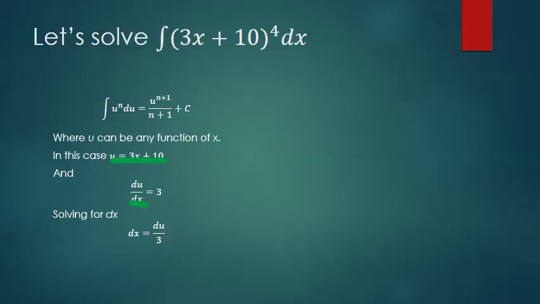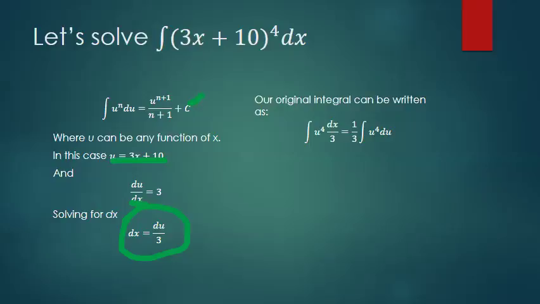And using our definition of u and dx, we can rewrite the original equation as follows. We'll have the integral of u^4 dx over 3. So 1/3 is a constant factor, and we can take it out of the integral. And we will integrate now u^4, applying the power rule. So the solution is 1/3 times u^5 over 5 plus c, which is equal to u^5 over 15 plus c.